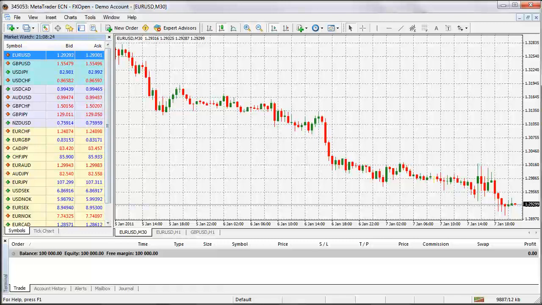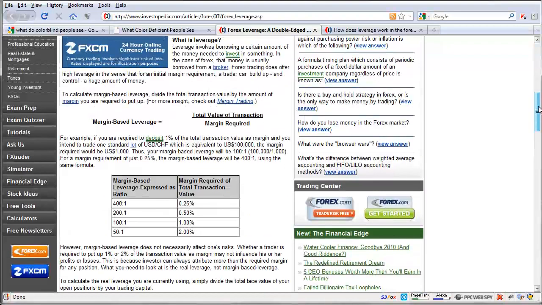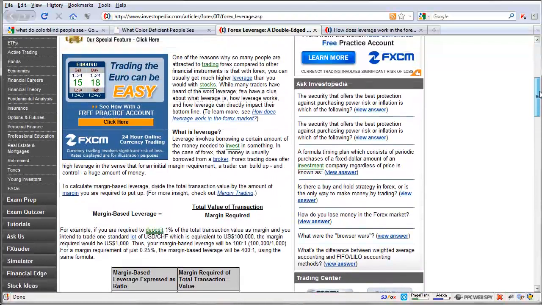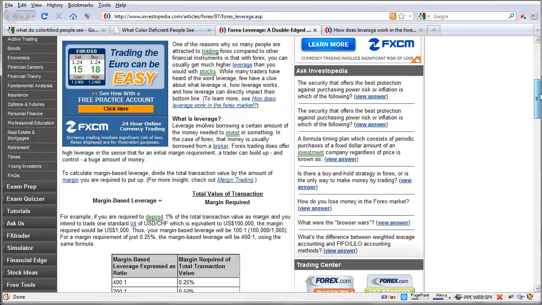So once more, go back to this article to give you an overview, a little bit more technical, a little bit more nicely laid out, to give you an understanding of what it means.